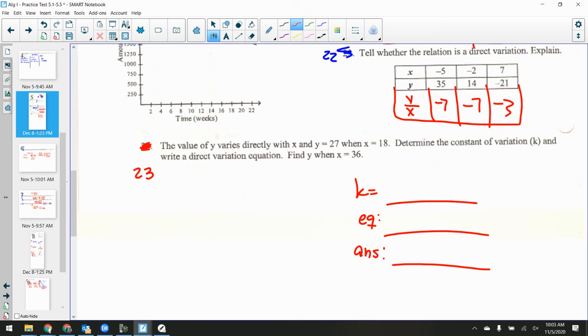My k value again is always y over x. So that means it's 27 over 18. Now, look at your papers. Did you say 1.5? Because if you said 1.5, I would take off points. What should I write? 3 over 2. Thank you. So that means it's y is equal to 3 over 2x.